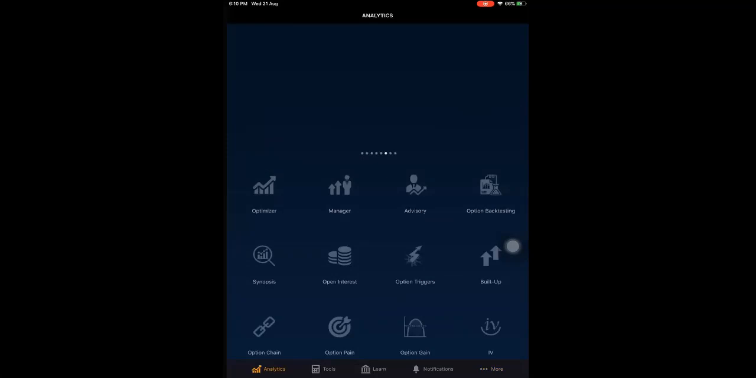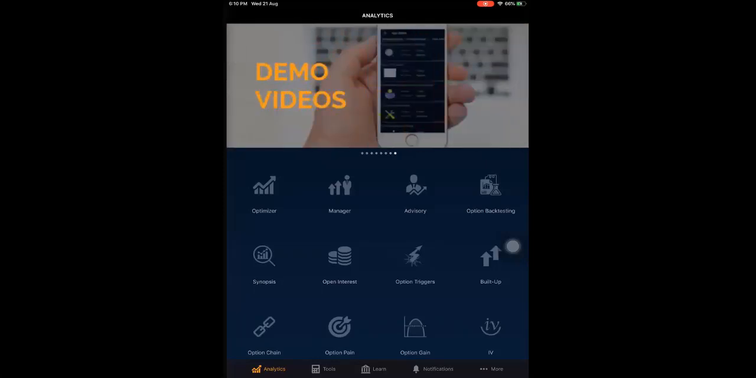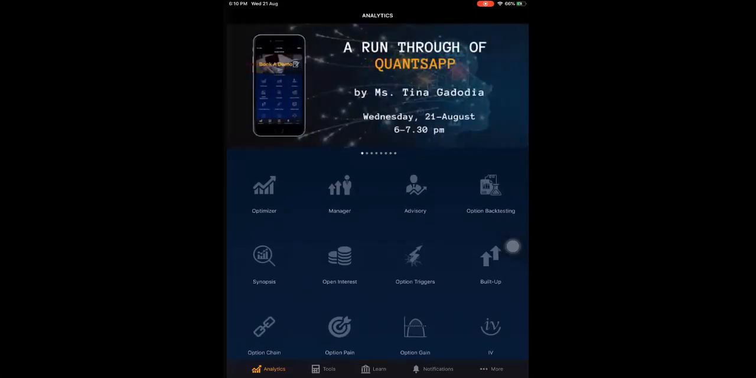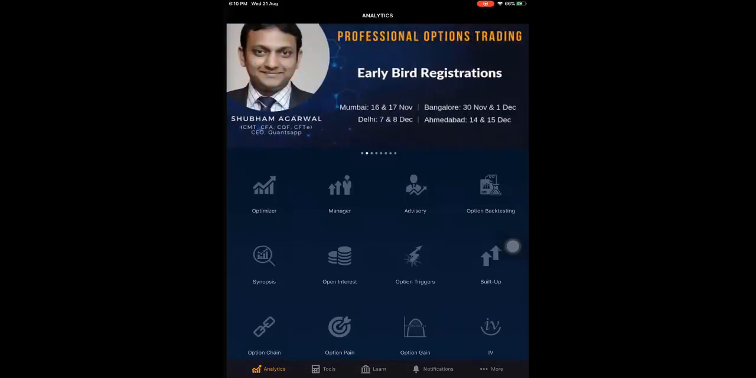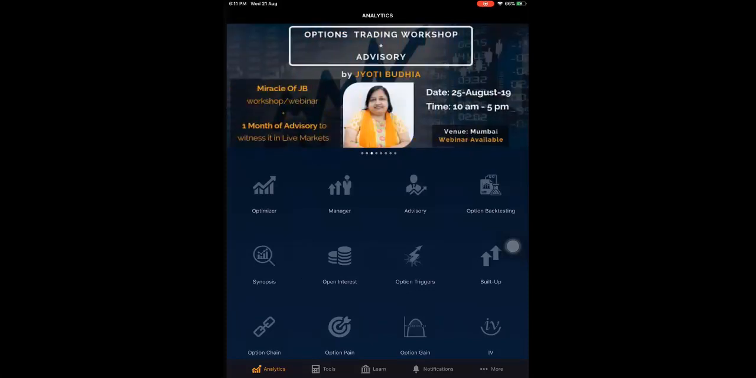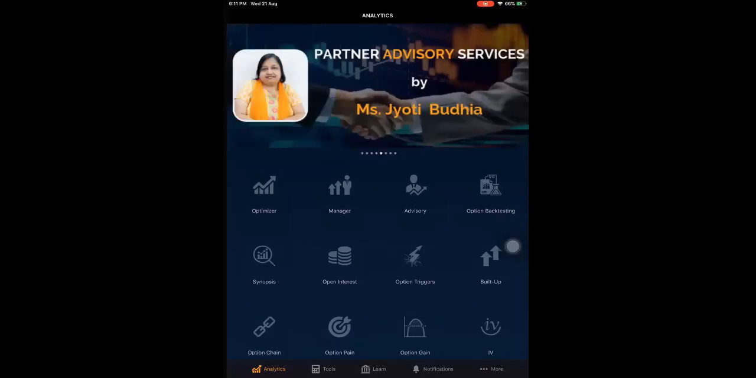So without wasting much time, let's jump into understanding how Quantsapp can help you analyze the various data which are there in option trading. Now, overall in the application, presently we have 3 premium products. These are optimizer, option backtesting, and option triggers. While we have 16 free tools which are used for day-to-day analytical purposes. So let's understand how we can use these tools.